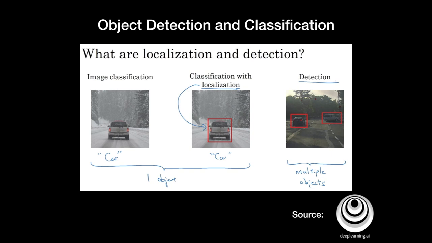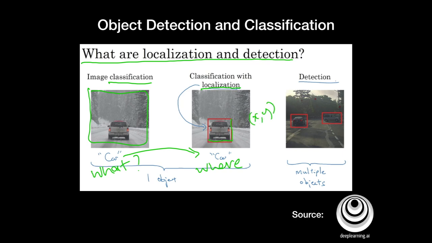So first of all, object detection and classification. What are the differences? What are localization and detection? Image classification is just what is in the image. In this one, it's a car. So you think of image classification as what, and I think of image localization as where. We know there's a car, but with localization, we want to know where it is. So what are the Y and X coordinates? And what can we do with these? Well, I'll show you later.